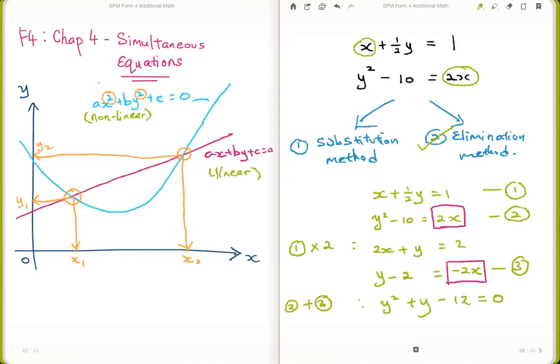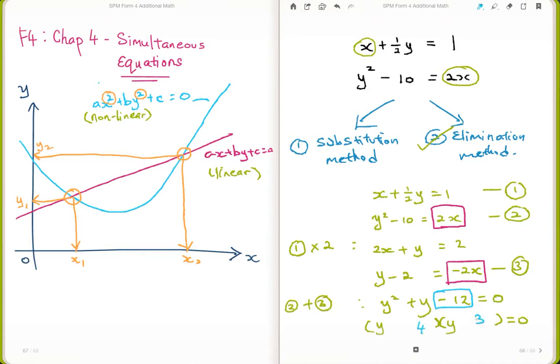You may easily get the factors by factorization. First of all, get 2 brackets. I've shown the method in chapter 2. The first term will be y, positive y, positive y. In order to get negative 12, it will be either 1 times 12, 2 times 6, or 3 times 4. But the sum has to be 1, so therefore I know it will be 4 and 3.